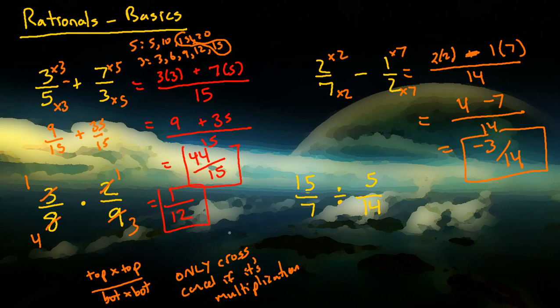So 1/12. Now let's say I hadn't done that. Let's say I went ahead and did top times top. I would have gotten 3 times 2 is 6, and then 8 times 9 is 72. Now these are equivalent fractions, but now I can reduce that. To reduce, I would divide top and bottom by 6, and that would lead me towards this answer right here.